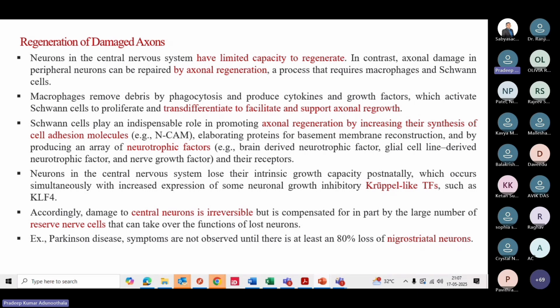So these Schwann cells also play an indispensable role in promoting axonal regeneration by increasing their synthesis of cell adhesion molecules, for example NCAM, and the proteins for basement membrane reconstruction, and by producing an array of neurotrophic factors like brain derived neurotrophic factor, glial cell line derived neurotrophic factor, and their receptors as well.